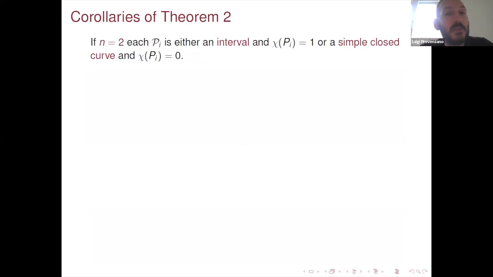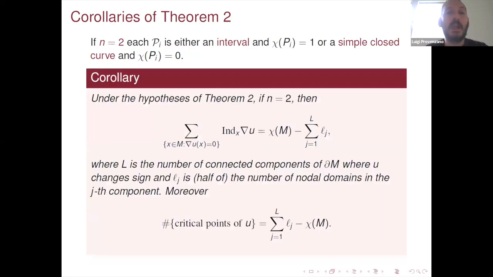Because in dimension 2, each of these connected components where the eigenfunction on the boundary is positive is either an interval, which means that its Euler characteristic is 1, or a simple closed curve, which means that there is a full connected component of the boundary where the eigenfunction does not change sign. In this case, the Euler characteristic is 0. And so we just use this and prove that in case of surfaces, generically, the counting of the index of the gradient of a Steklov eigenfunction is equal to what? To the Euler characteristic of the surface minus this sum.